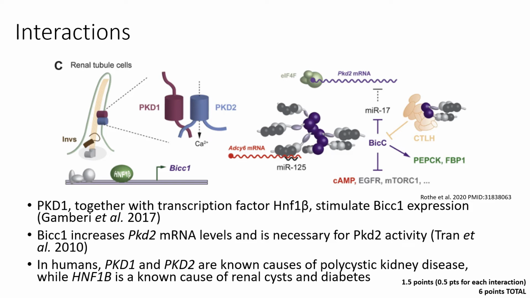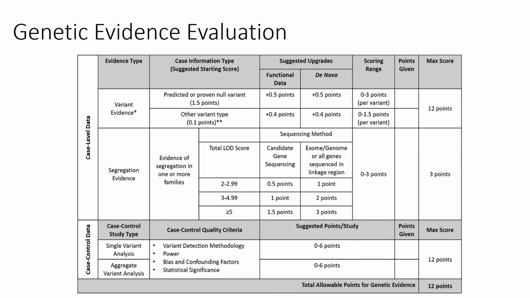At this point, we've maximized our experimental evidence, so we've got the full 6 points. There is other evidence available in the literature, but I think we have what we need to make the case that there is compelling gene-level experimental evidence. So next, let's move on to the genetic evidence. Here, I'm showing you the scoring metric for case-level data, so variant evidence plus segregation evidence, as well as case control evidence.